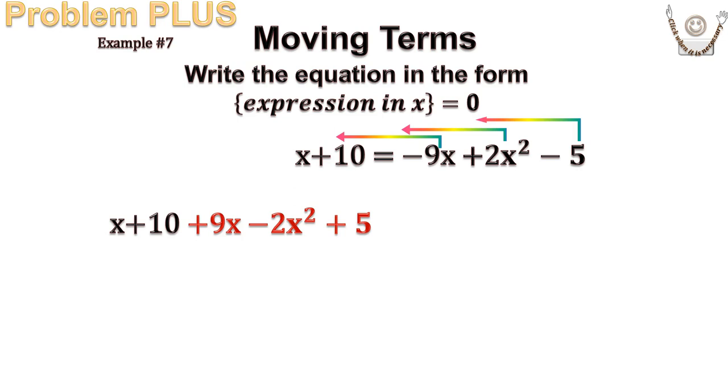And then it will be negative 2x squared and positive 10x and positive 15, because you can always combine like terms.